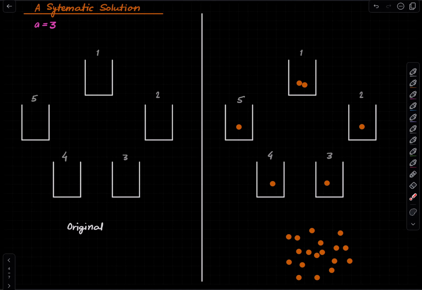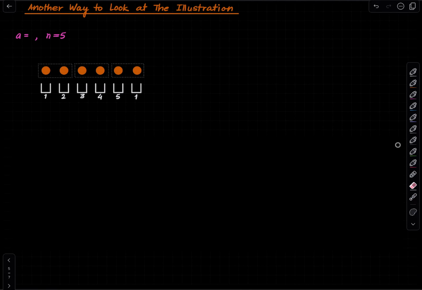Let's look at this same solution in a slightly different light. So suppose you're able to choose 2 boxes at a time, 2 bins at a time, and add 1 ball to each of them. So what we will do is depict the boxes in this cyclic fashion: 1, 2, 3, 4, 5, 1, 2, 3, 4, 5 that way. And in the first step, we'll add one ball to each of them.